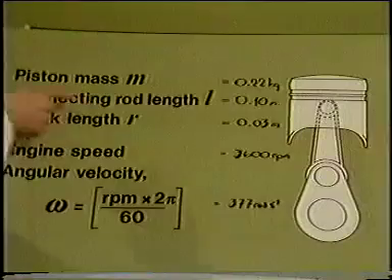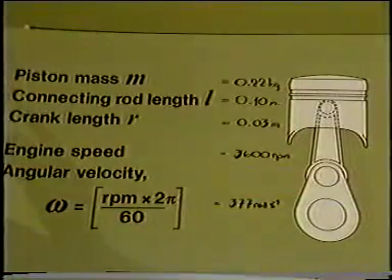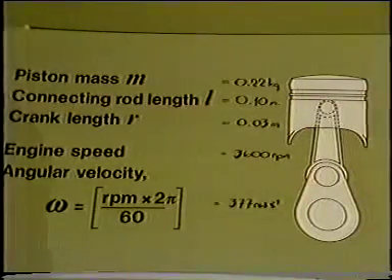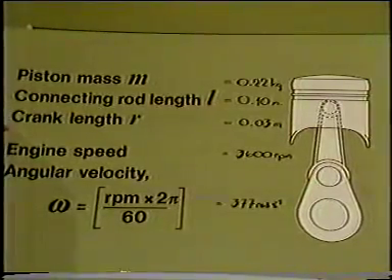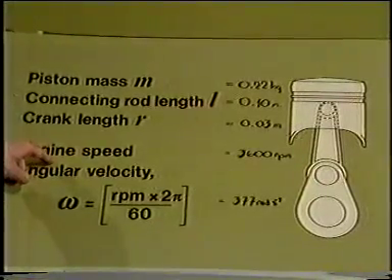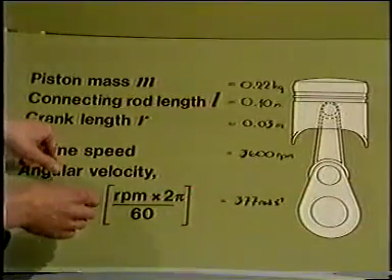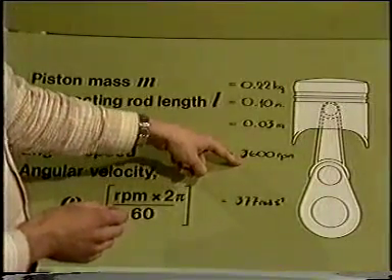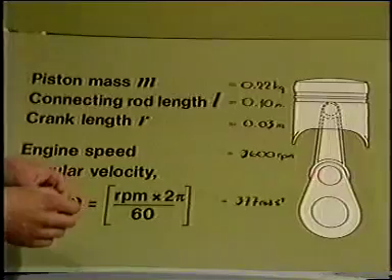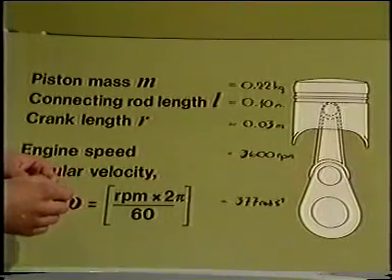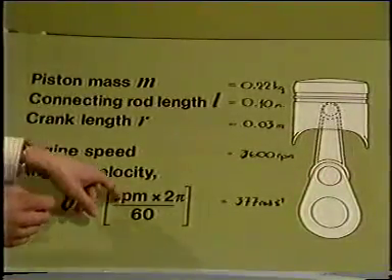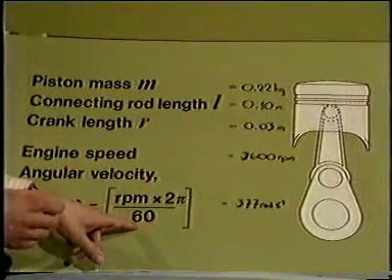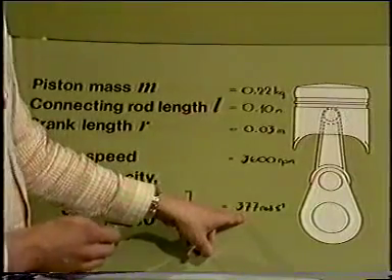We've got the mass of the piston, that's 0.22 kilograms. Connecting rod length is 0.1 meters, crank length 0.03 meters. The engine speed, well, I've taken the maximum speed of the engine, which is 3,600 RPM. And to do the calculation, I'm going to need that in radians per second. So that's RPM times 2 pi gives me radians per minute, divided by 60, 377 radians per second.